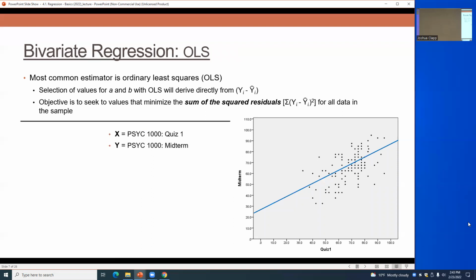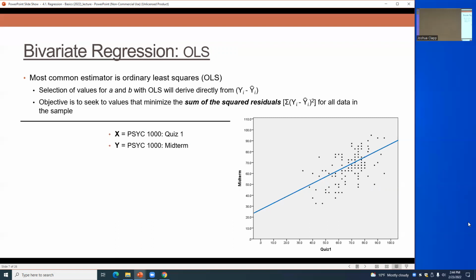Okay. So here what we've got is a scatter plot from my one semester of my PSYC 1000 course. We've got quiz 1 scores and midterm evaluation scores. Matt, what do you see based on these data here? The higher they scored on the quiz, the higher they scored on the midterm on average. Yep. So the higher the score on the first quiz, the higher the score on the midterm.